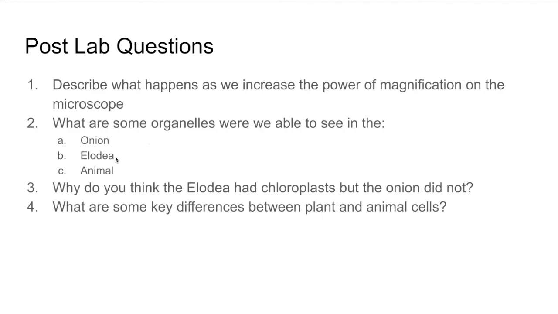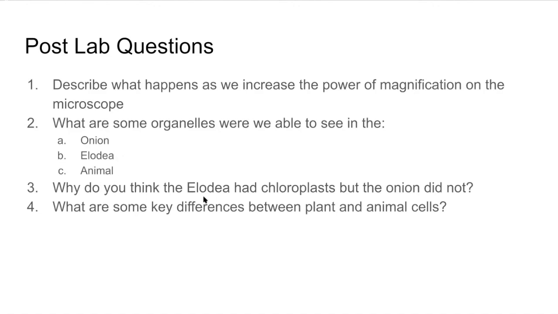In the elodea, which is also a plant cell, we are able to see that cell wall, the plasma membrane, which is inside of that cell wall, the cytoplasm, but we can't see the nucleus. It is there, but it's being blocked by all of those little chloroplasts, those green bubbles that are doing photosynthesis. In the animal cell, we do not have a cell wall at all. We do have a nucleus and we have cytoplasm and we have a cell membrane, but again, that cell membrane is not enclosed inside of a cell wall.